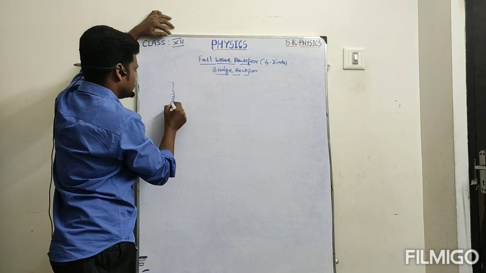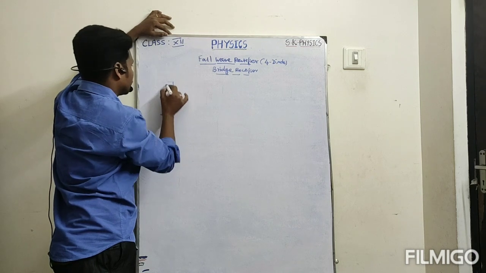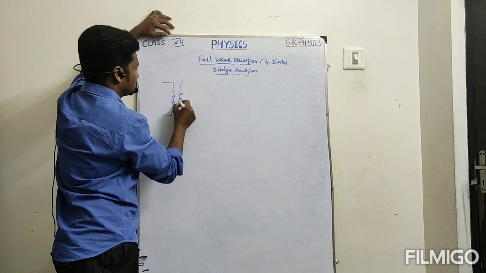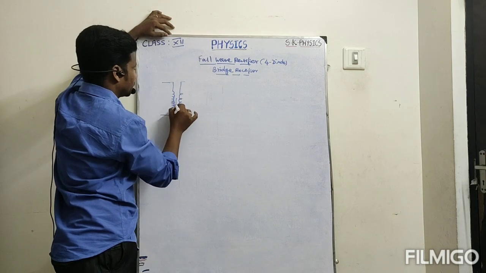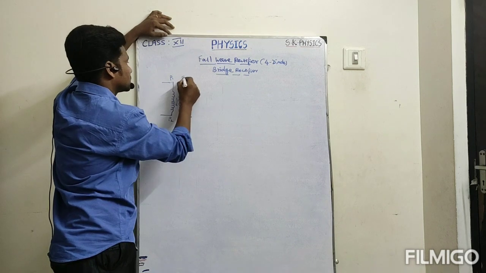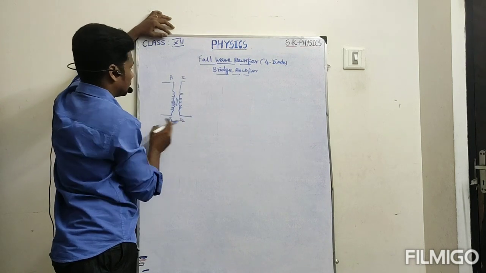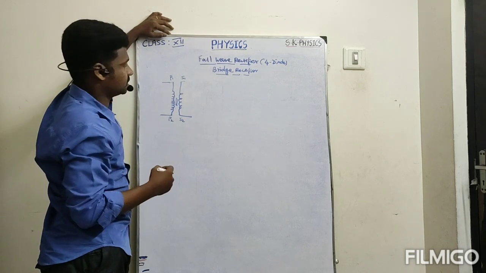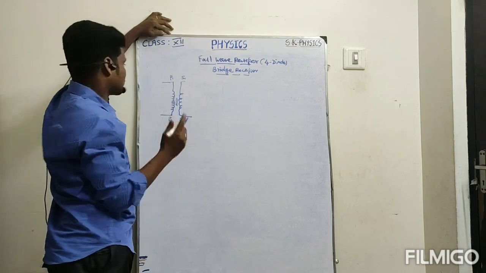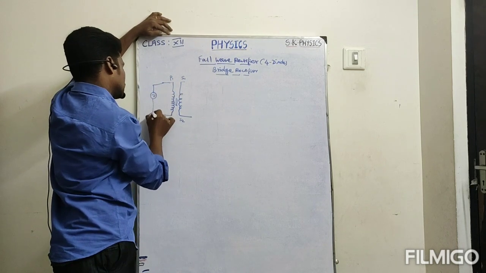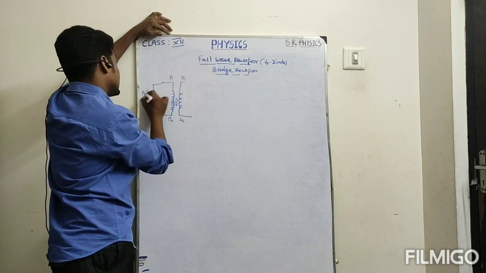So first, we know very well, it is a transformer. This is the primary, and this is the secondary. Comparing with the primary, the secondary has fewer turns, so it should be a step down transformer. This is the AC source, which we can write as the AC signal.